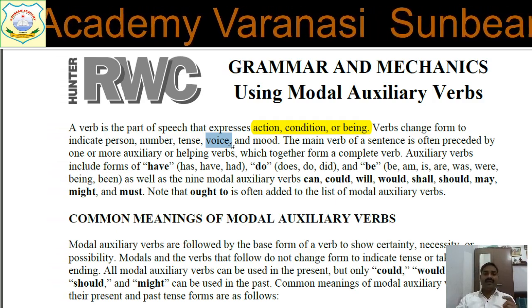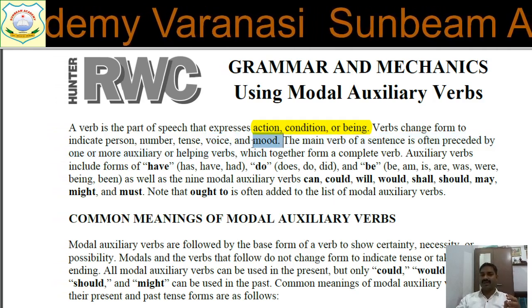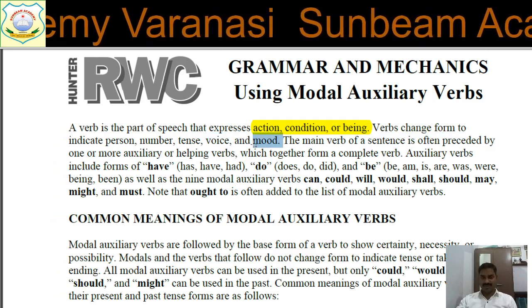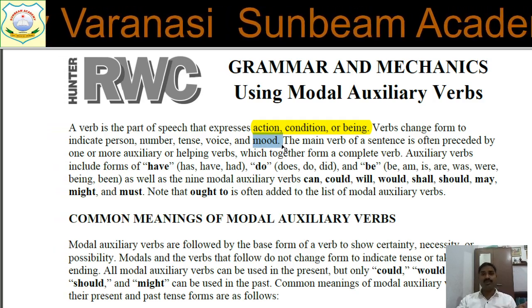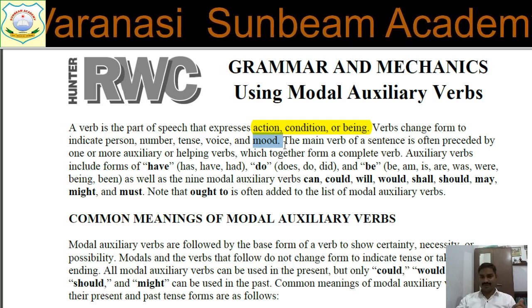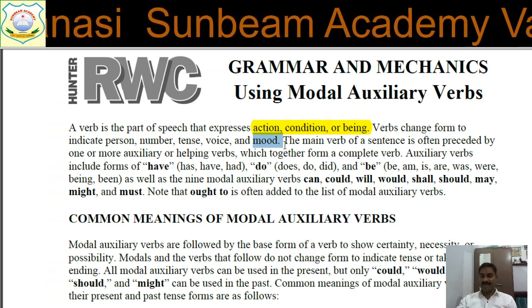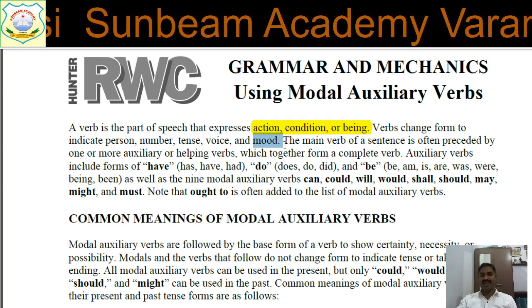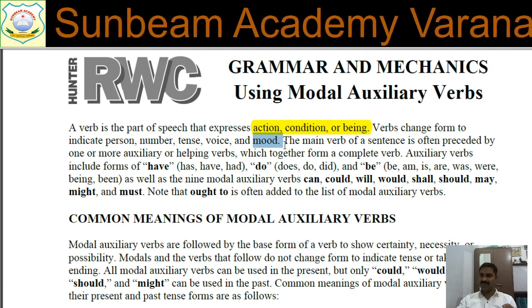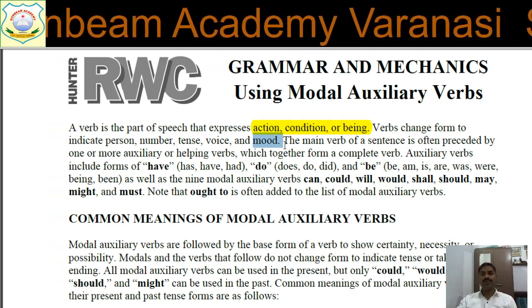Next, children, is mood. The verb shows how the expression is made. What the subject wants to convey is called mood. If the person is speaking something in a happy manner, or in a sad way, that is described in the sentence with the help of the verb. So this is showing its mood.